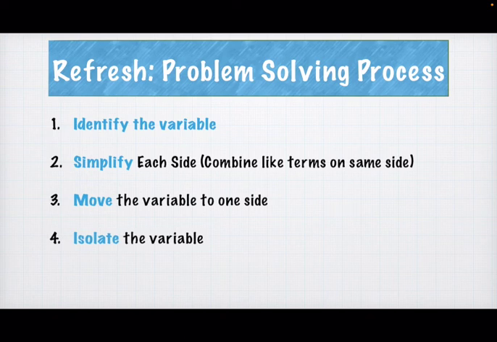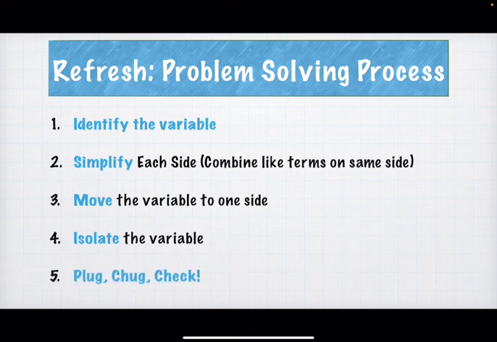Remember, you go easiest to hardest, so undo addition and subtraction first, and then undo multiplication and division. Then you're going to plug it in, chug it out, and check. If you're given certain values for these letters, you can plug in those values at this point, chug it out, and then check and see if it makes sense.